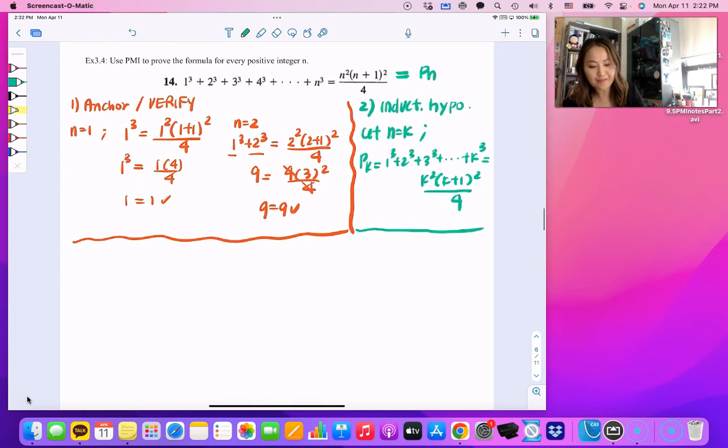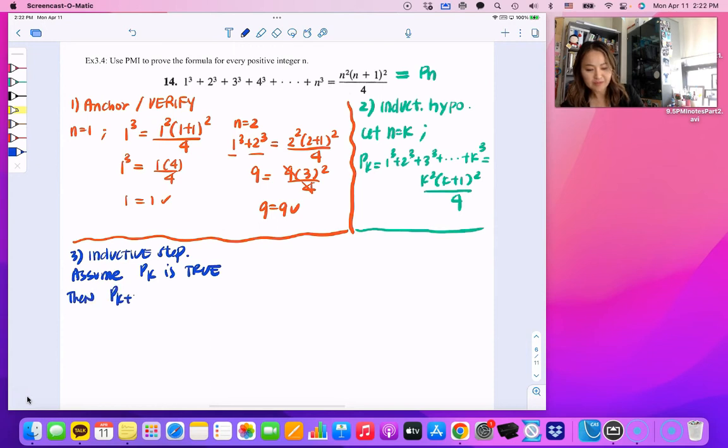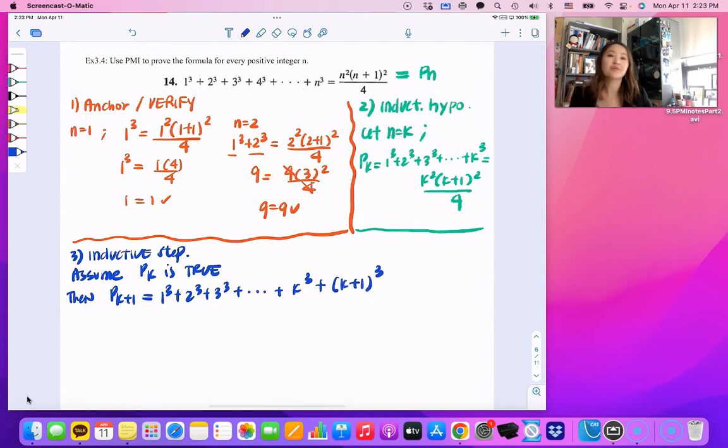Let's go on to the third step. Third step, the inductive step, the meat. This is the most important, guys, inductive step. Are you ready? Assume, verbatim, p sub k is true. Okay? We're going to assume that p sub k is true. Then p sub k plus 1 is, again, we take everything that we already know to be true, plus dot dot dot plus k cubed, but we're going to add 1 more to this series, right? So it's going to be k plus 1 cubed.